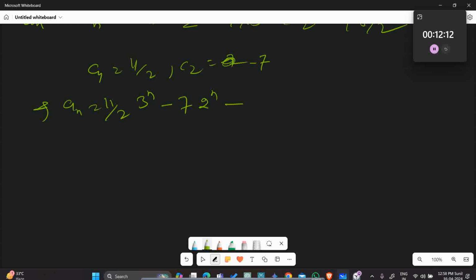Right. So after solving the equation, c1 is equal to 11 by 2 and c2 is equal to minus 7, which implies a of n is equal to 11 by 2 times 3 to the power n minus 7 times 2 to the power n plus 5 by 2. This is the answer.